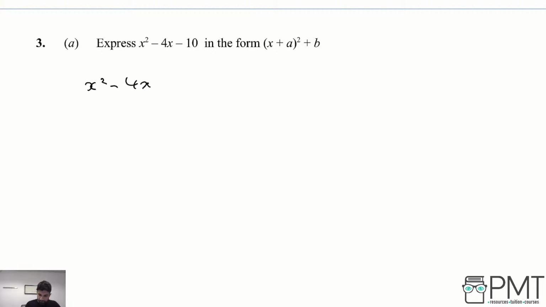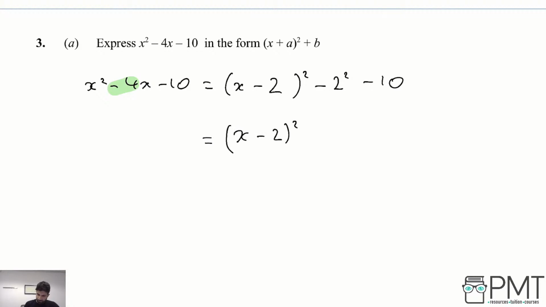X squared minus 4x minus 10. I start with my bracket. X goes in there. Then we have got minus 4, so that needs to be a minus 2. Minus 4 divided by 2 is minus 2. I take away 2 squared, and then I take away 10. So this is going to be x minus 2. That looks like a z. We don't want that. So we have got minus 4 minus 10, which is minus 14.